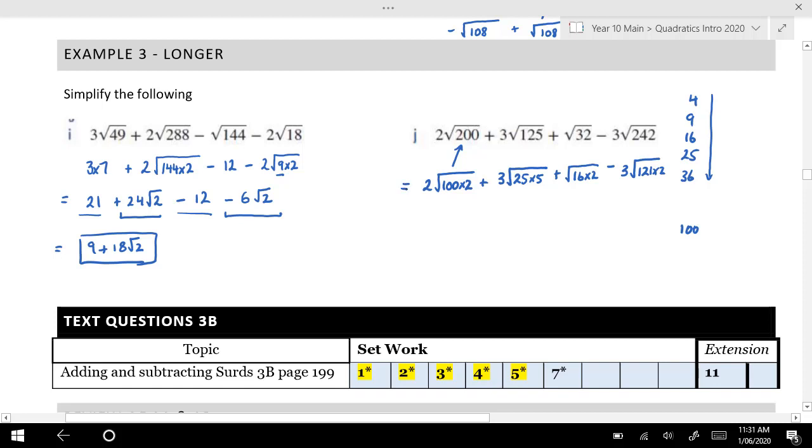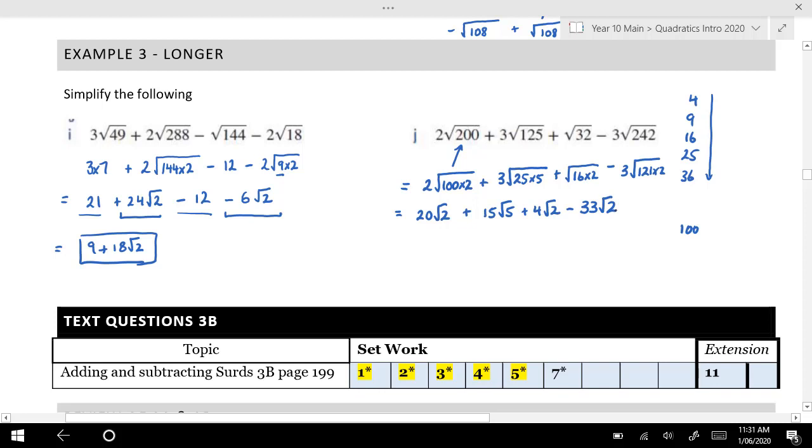Okay, now let's simplify this a bit. The square root of 100 is 10. Let's bring that out the front. 10 times 2 is 20, so that's going to be 20 root 2. The square root of 25 is 5. Bring that out the front. 3 times 5 is 15 root 5. The square root of 16 is 4, so that's going to be 4 root 2. And finally, the square root of 121 is 11, so that's going to be minus 33 root 2.